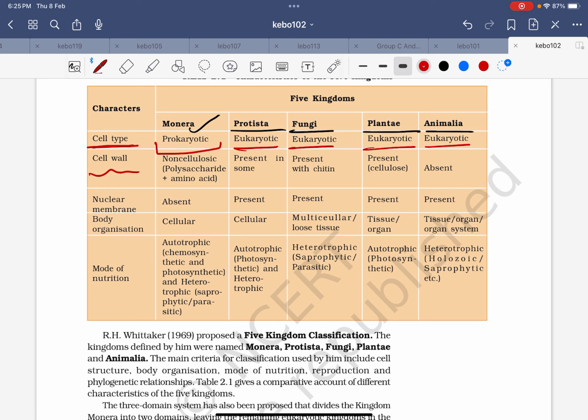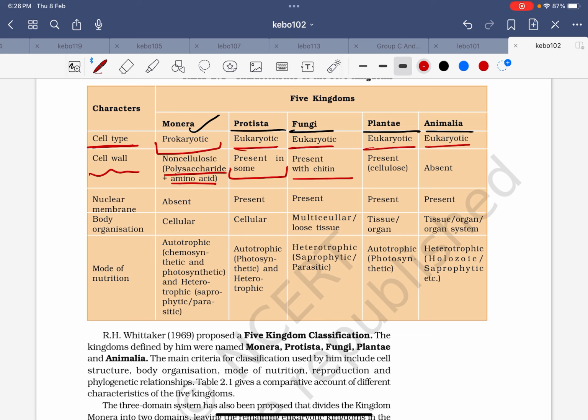Next is cell wall. The cell wall of Monera is non-cellulosic, which means it is not made up of cellulose. It is made up of polysaccharides and amino acids. Protista don't have a cell wall, but some species may have. You basically just remember that Protista don't have a cell wall, but in biology nothing is permanent. So some species may have a cell wall.